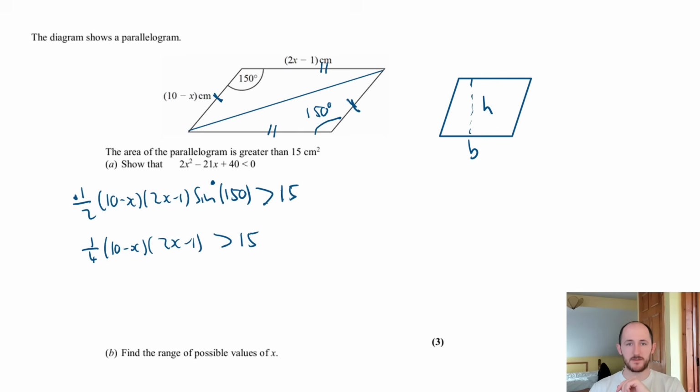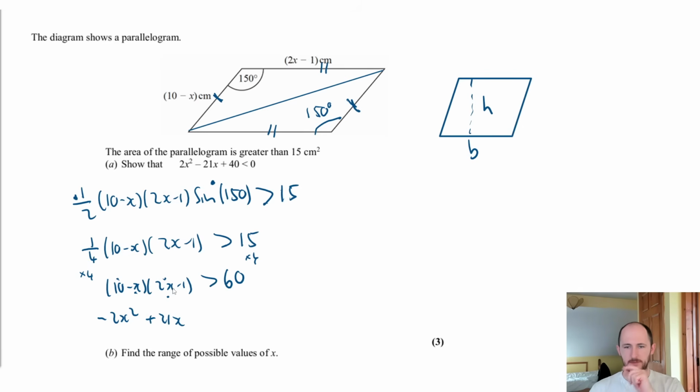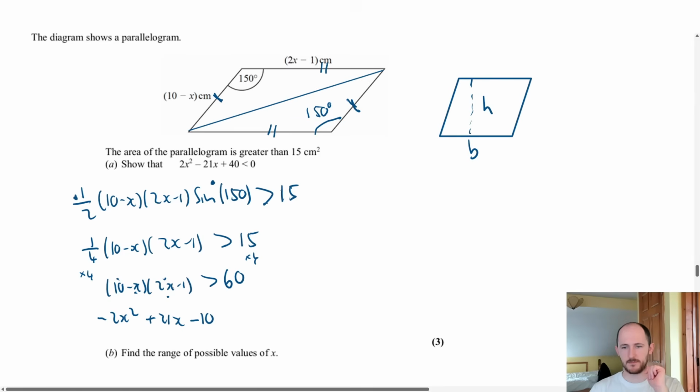So I'm going to times both sides by 4 in order to get rid of the fraction. This is the same as dividing by a quarter, just in case anyone is curious. And then 60. Then we can expand. So we're going to have minus x times 2x, gives me minus 2x squared. Then we're going to have 20x plus x, which is 21x. And lastly, we're going to have minus 1 times 10, which is minus 10. And is greater than 60.